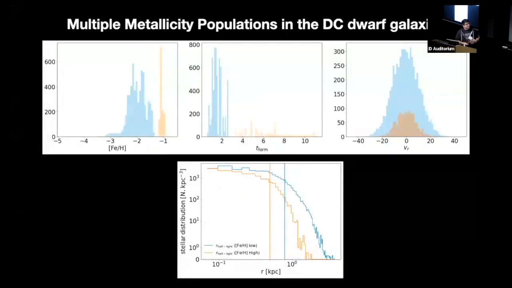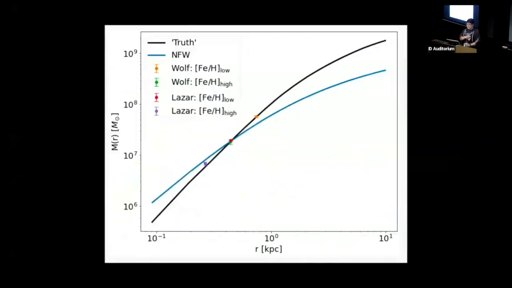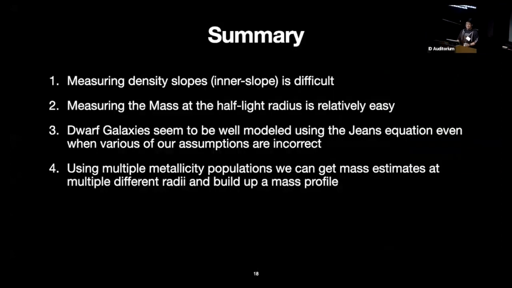And so if I do the same thing for the simulation galaxies, I see exactly what we see in the observations, and I can use that information to calculate masses at different radii. As you can see from this plot, it works really well too. I mean, I'm out of time, so I'll just leave it there.